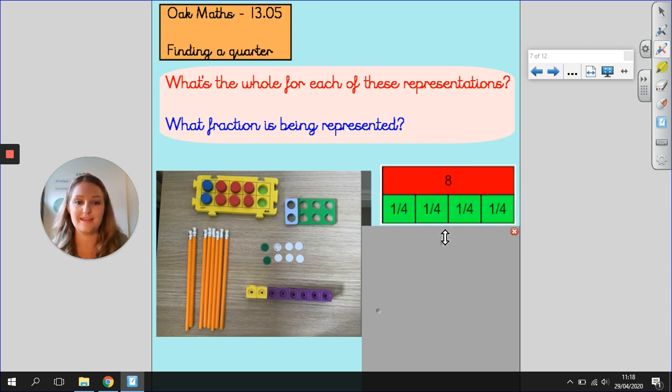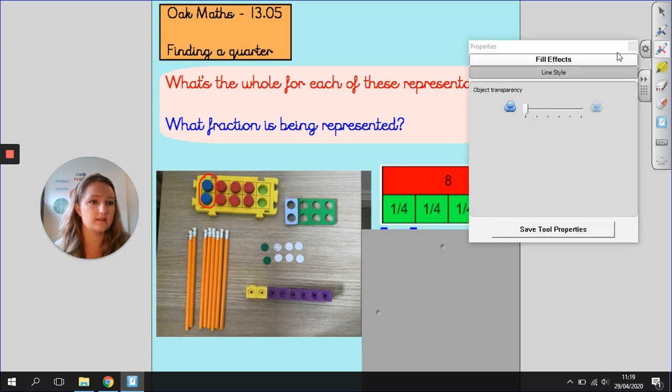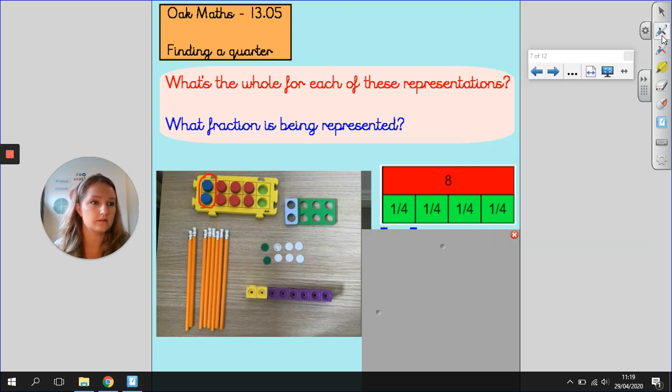So my whole is 8. Okay, and each group of 2 is representing 1/4. Can you see why? Let's do this one in a different colour pen, if I can. It's not offering me a different colour pen right now. No. Okay, so I've got 1 group of 2 here. I can make a second group, a third group, and a fourth group. Okay, I've got 4 equal groups. I have highlighted in a different representation 1 out of the 4 equal groups.